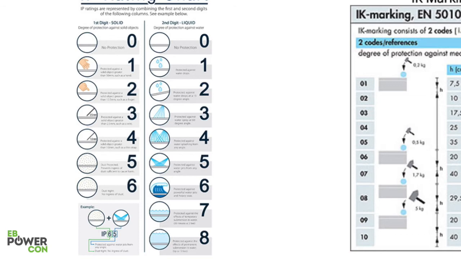The second number highlights water. So if a fixture allows water in it, it will be a lower number than if it doesn't. So for example, an IP 67 fixture will withstand water. So if you're working, let's say, in a food industry, which is a perfect example, and they wash it down every so often, well, yes, you can use an IP67 fixture for that type of environment.